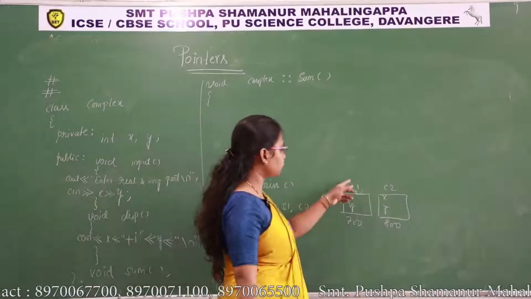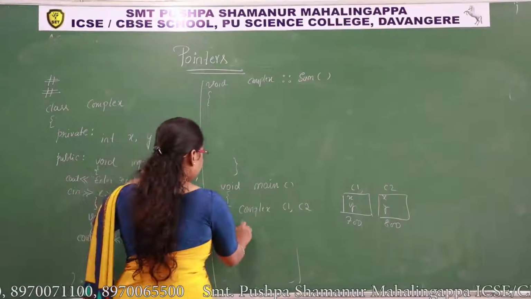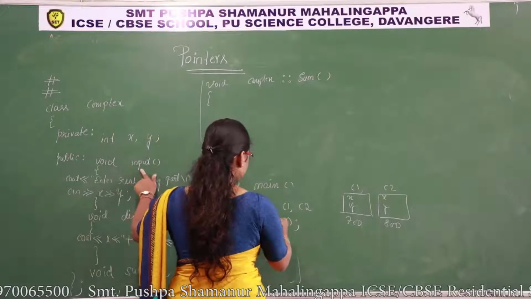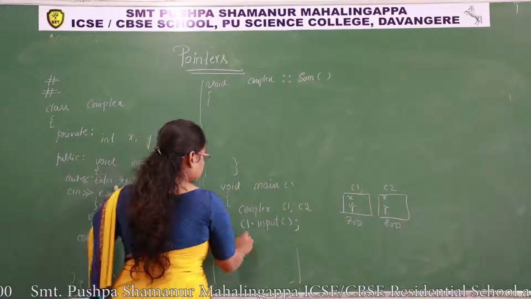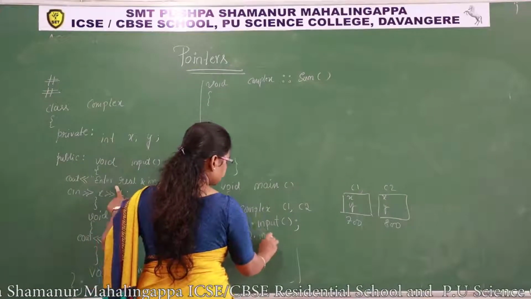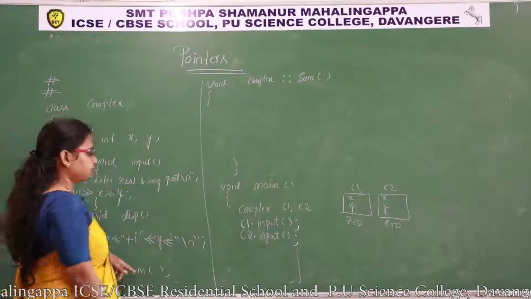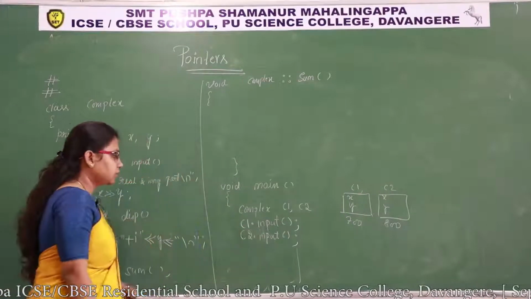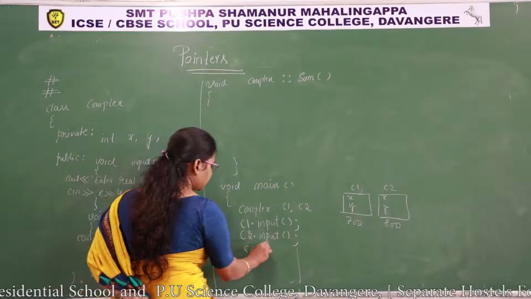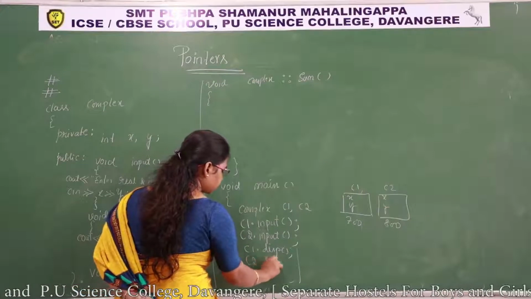To input values for C1, we have to call a function called input function with the help of this object: C1 dot input, open close parenthesis, then C2 dot input, semicolon. Next we shall display C1 and C2. C1 dot disp, C2 dot disp.